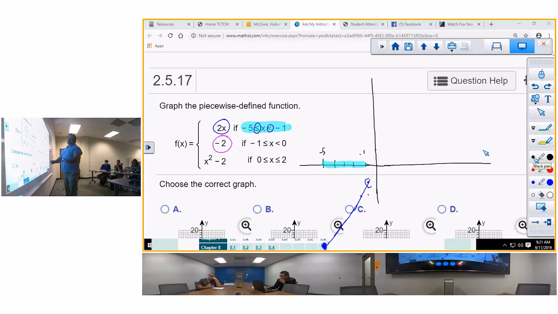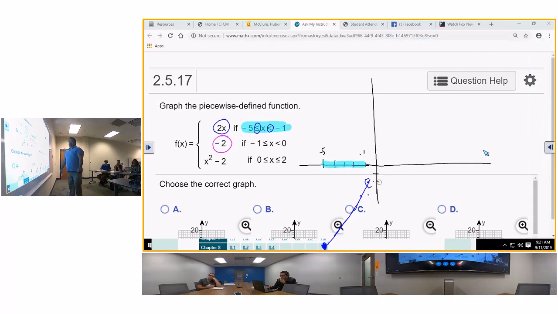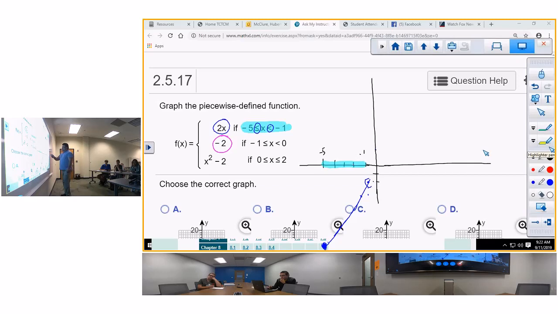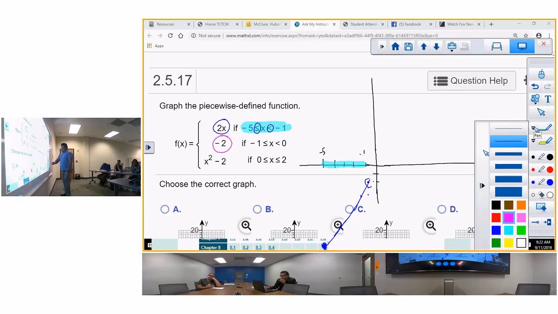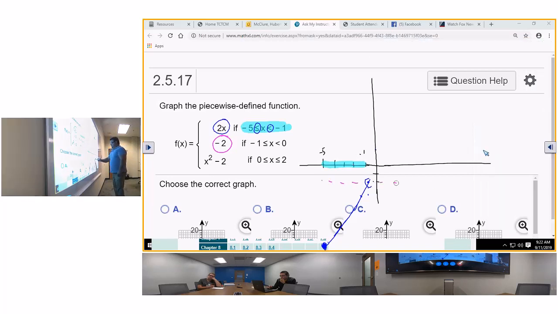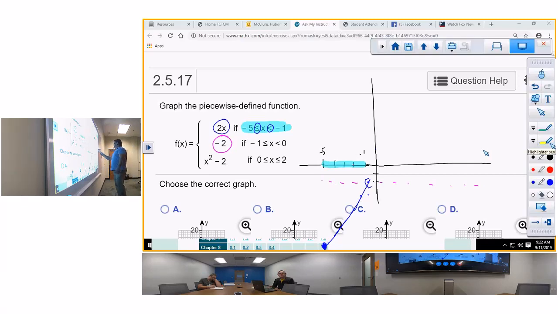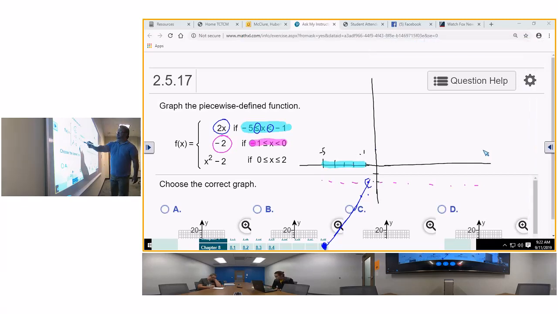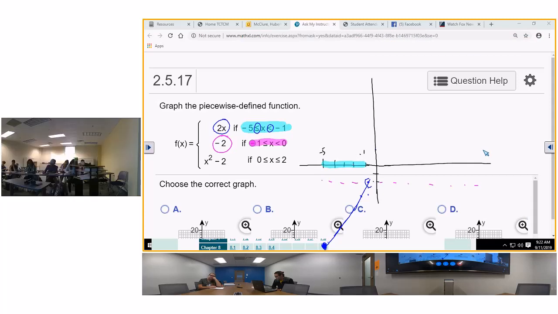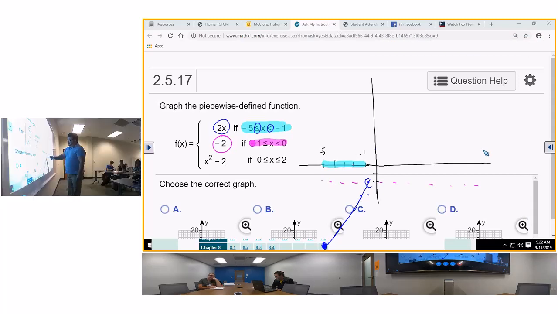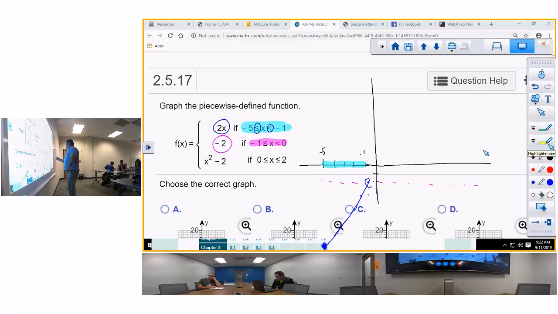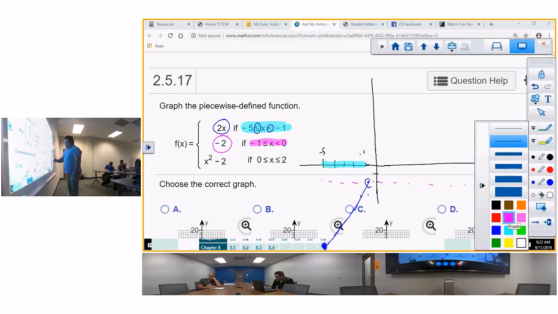All right, let me try that again. -2 is right there, okay? Right there. So I'm going to draw it parallel to the x-axis. Here we go, I'm going to draw it like this. Now, here is my -1 to what? 0. So it's a little bit right here, so I'm going to draw that right here.